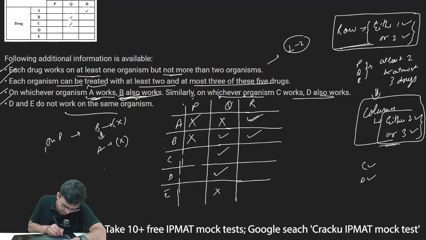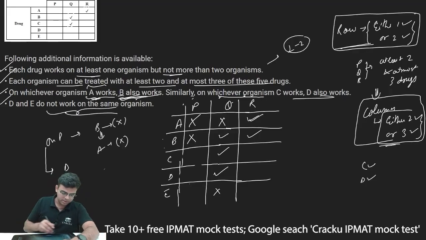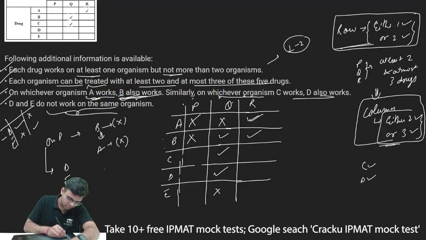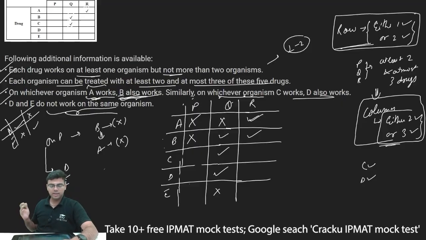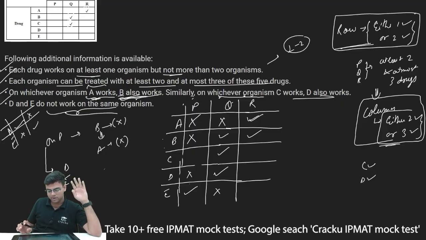Now on P only, if I check drug D and drug E, drugs D and E do not work on the same organism, which means if D is a tick, E should be a cross, or if D is a cross, E should be a tick. These are the only 2 possible cases. Let's say D does not work on organism P and E works on organism P. This is our assumption.